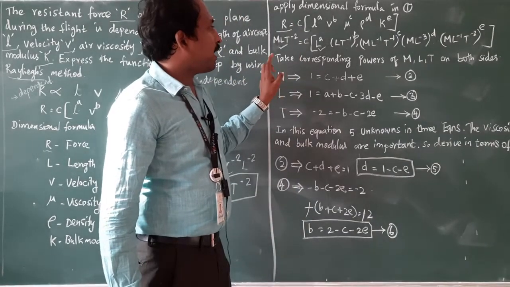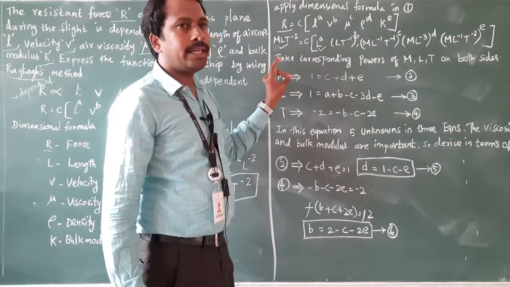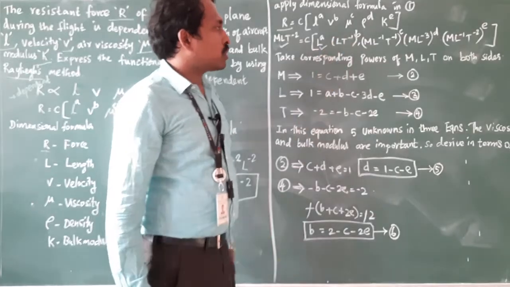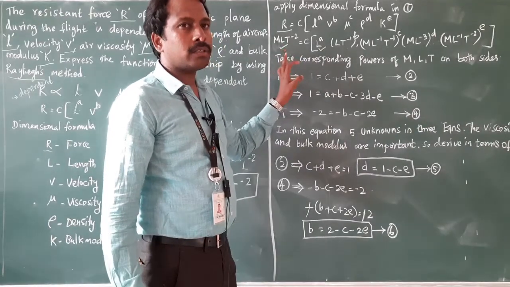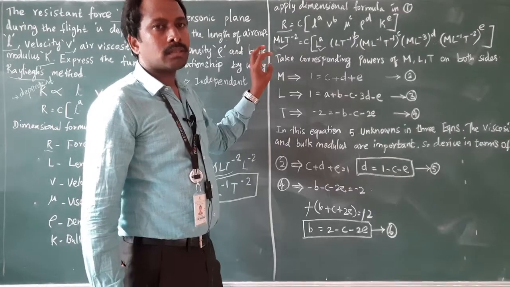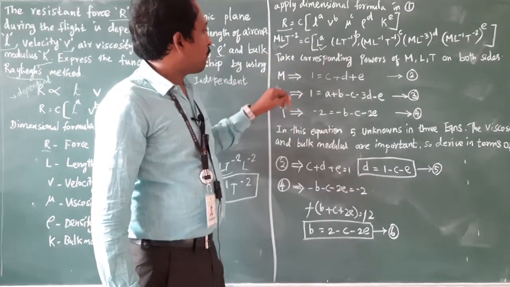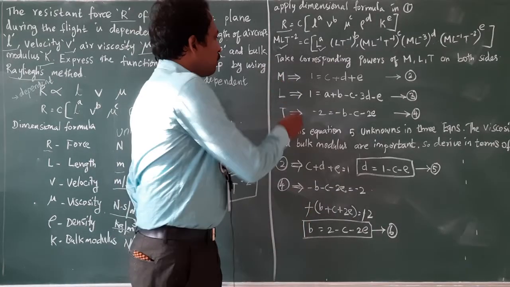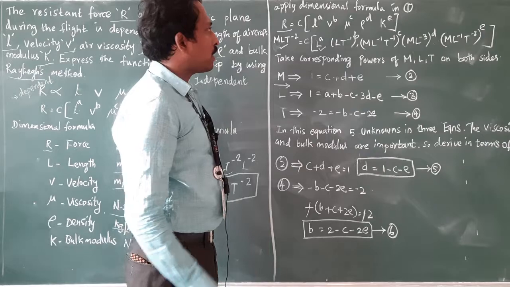Next, take corresponding powers of M, L, T on both sides. From both sides, we need to take out the corresponding powers of mass, length and time. Mass, length and time are the fundamental quantities. First, find out for M. Take up the powers for M.